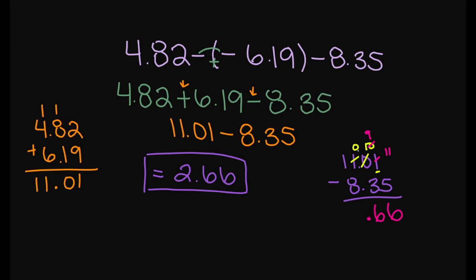And then here, notice you have 0 minus 8. I can't do that, so I'm going to borrow. This is going to become a 0, and this 0 here is going to become a 10. So 10 minus 8 is going to be 2, and then 0 minus your imaginary 0 here is going to be 0. So the final answer is 2.66, which is what we have here.